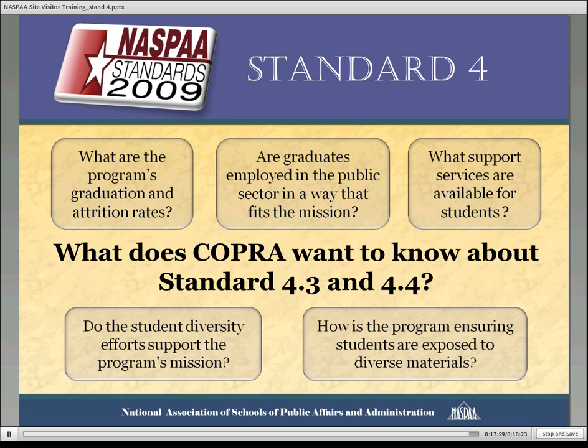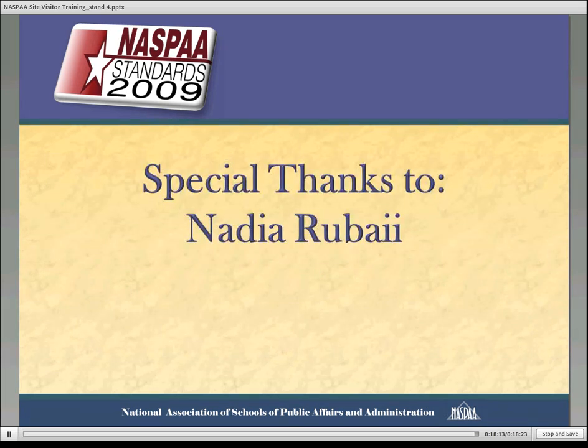So there are many components to Standard 4 regarding recruitment, admissions, support services for students, and student diversity. And in all of these areas, COPRA is looking to see and asking you as a site visitor to document how the program develops its policies, implements those policies through its practices, and documents the outcomes in ways that are consistent with their mission.